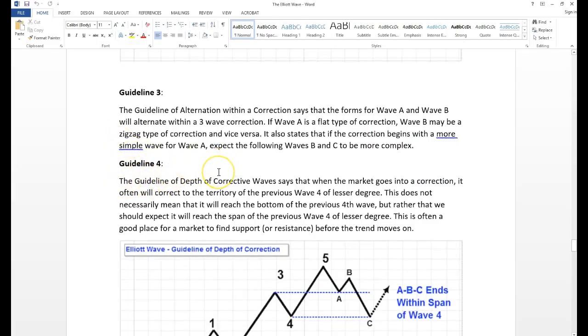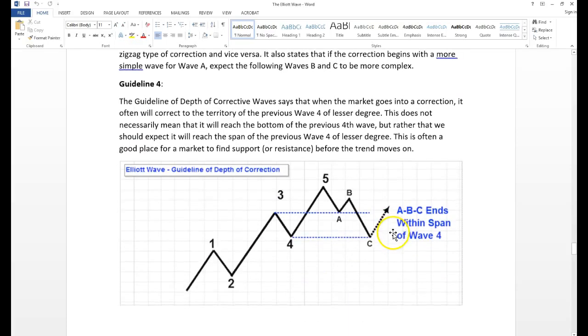Guideline 4 is the guideline of depth of corrective waves. It says when the market goes into a correction, it often will correct to the territory of the previous wave 4 of lesser degree. This does not necessarily mean that it will reach the bottom of the previous fourth wave, but rather that we should expect it to reach the span of the previous fourth wave of lesser degree. This is often a good place for a market to find support or resistance before the trend moves on.